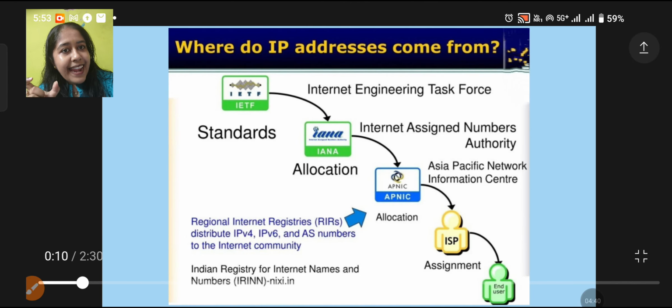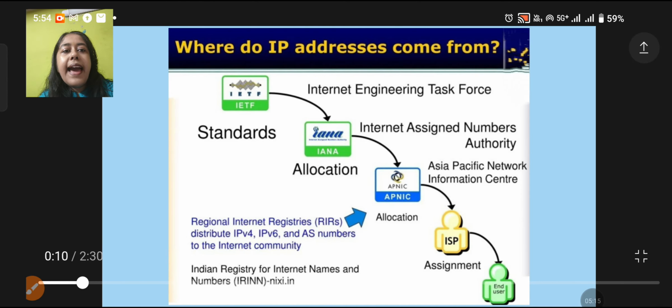Now that's our standards. Next is allocation, which is done by the Internet Assigned Numbers Authority, that is your IANA. Then after that, the Asia Pacific Network Information Center, that is your APNIC. After that, the ISP, which is doing the assignment, and last is your end user who is getting the IP address. So this is the whole process, or whole path, of how you get the IP address, right?